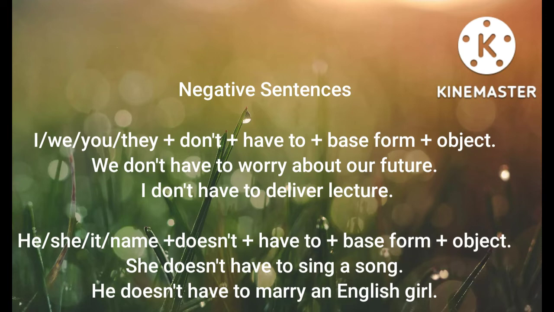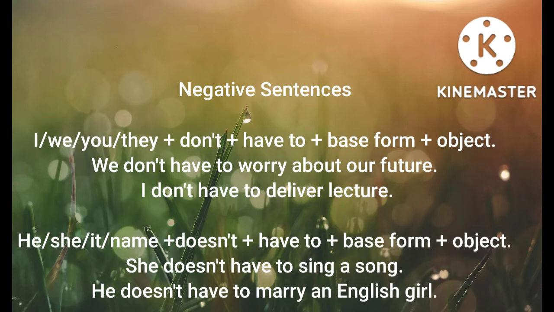Whereas with he, she, it, and a singular name, the structure will be does not plus have to plus base form of verb plus object. At the end we must say an object. Sometimes an object may be available, maybe not, but in the structure it should be used. As an example, I can repeat some sentences. So the sentences should be like this: she does not have to sing a song. He does not have to marry an English girl.